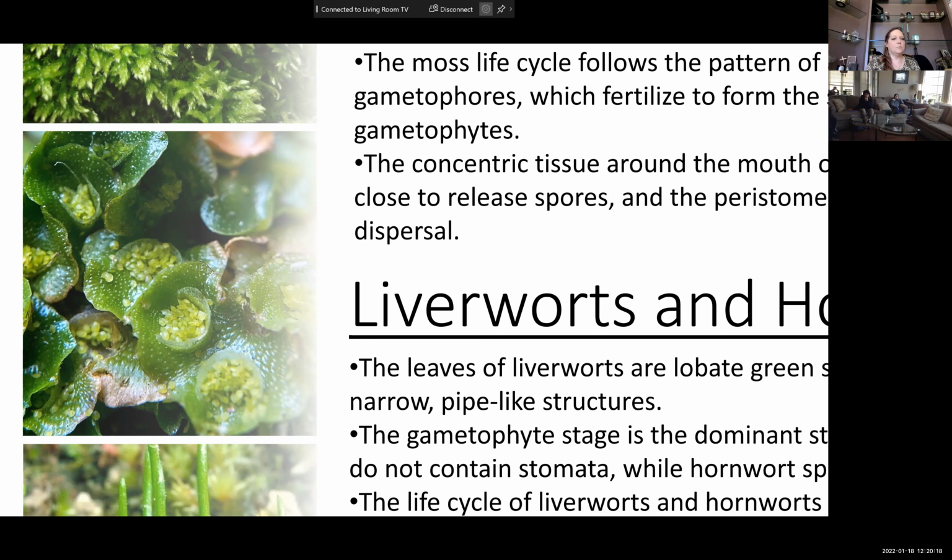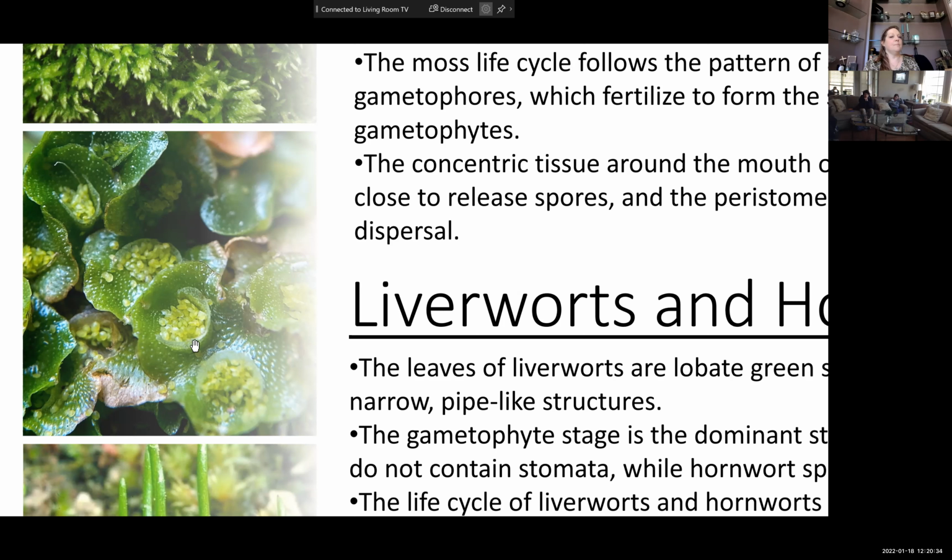And those drop the spores. These are the spores, these tiny little things. And they drop them down and they land in these little cups that are growing on top of this lobe. It's called a lobe in this case, not a leaf. But these are called splash cups.